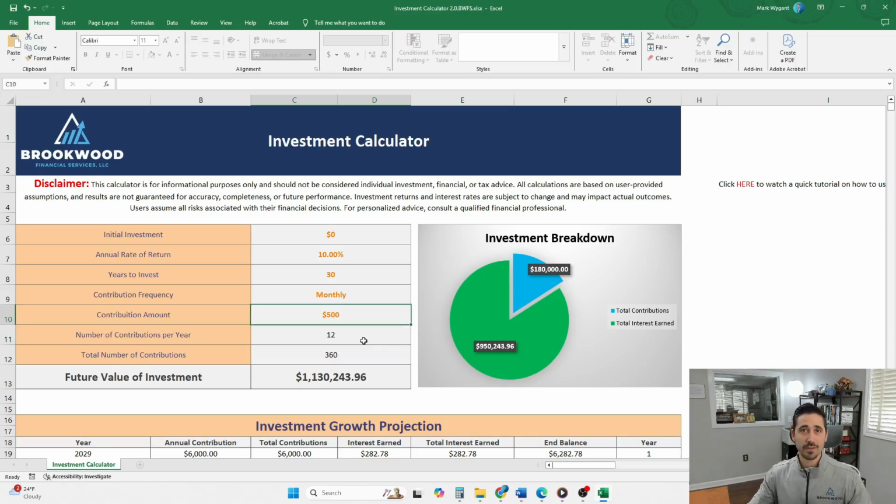So for our example, I put $500 a month. We're going to contribute for 30 years. We're going to be very aggressive here and assume an all stock portfolio and assume that it's going to stay somewhere around its historical average over the long term of 10%. And that's it. Everything else is done for you in this calculator. So that's all you need for data input, data entry, and then the calculator spits out the rest.